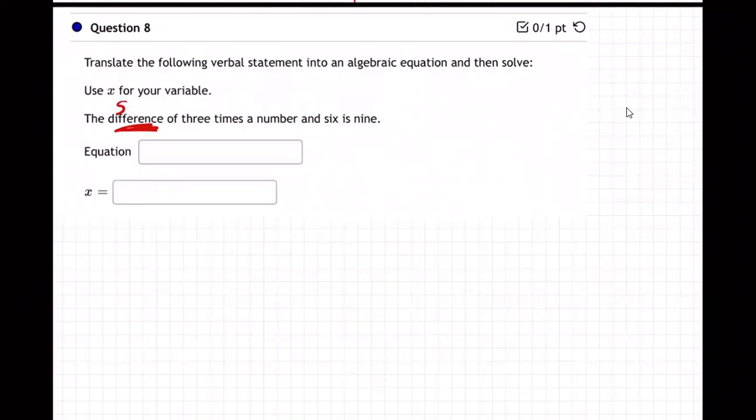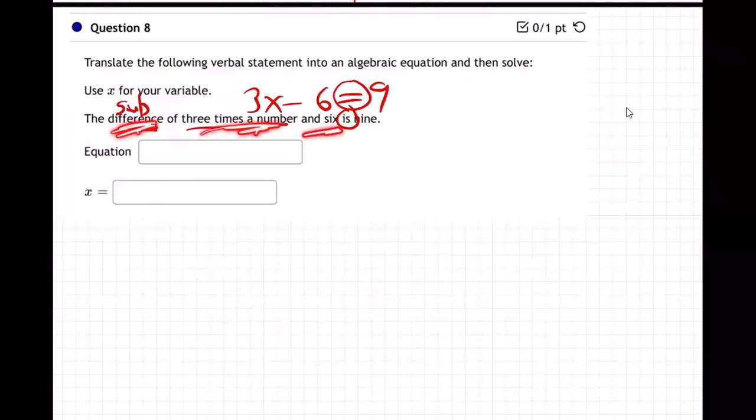It means subtract, right? Subtraction of 3 times a number. That's 3x. The number is your x, right? And 6, the difference is 9. "Is" is your equal sign. Whenever it's "is," that's always your equals. If something is something, Maria is 10 years old, then her age equals 10, right? So the difference, the subtraction of 3 times a number, 3x, and 6, 3x minus 6, the difference, the subtraction, is equals 9. So there's our equation, 3x minus 6 is 9.